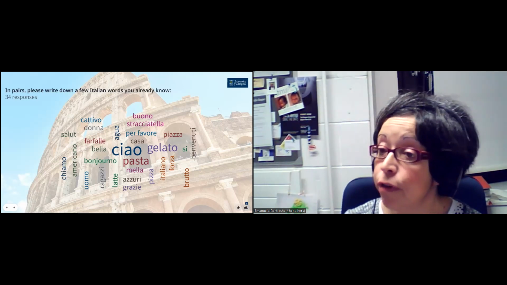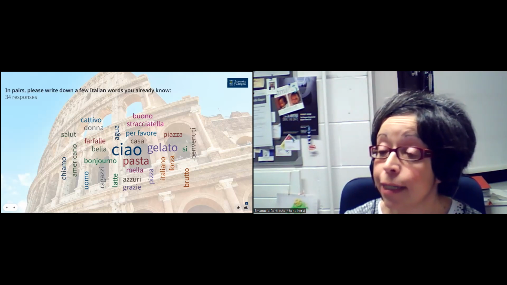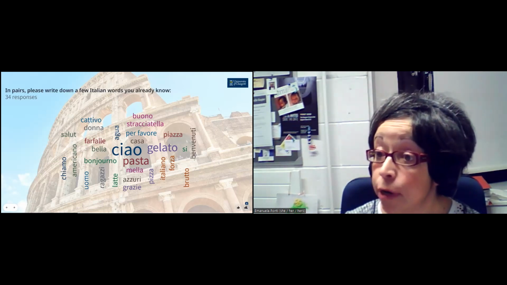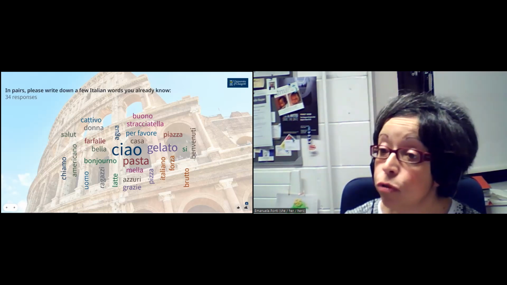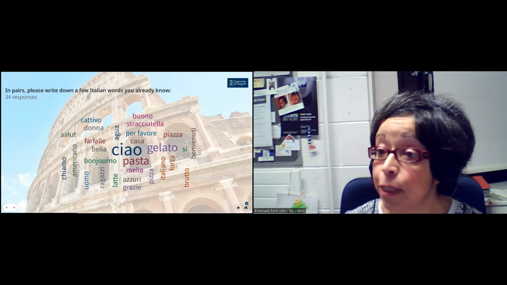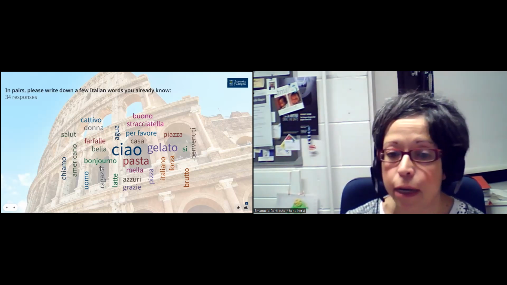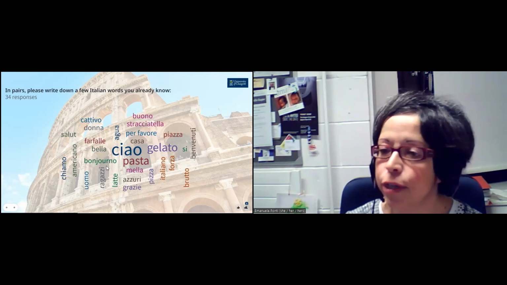Normally we go through every word in the word cloud, and we can start pointing out some of the pronunciation rules that we're going to study later on in the course. And usually we point out some of the spelling mistakes that are common among English native speakers. You can see some mistakes here, for instance.